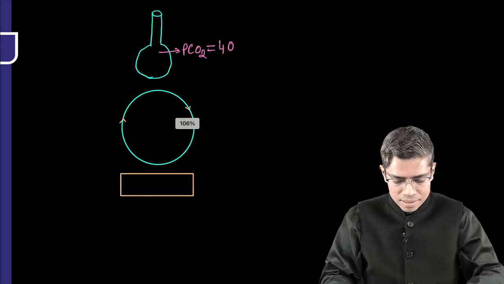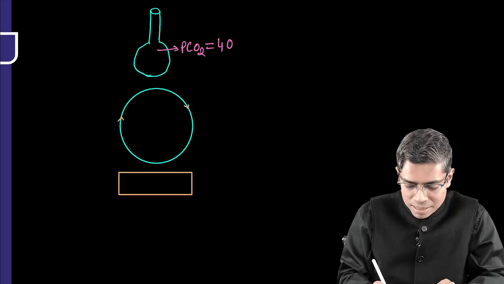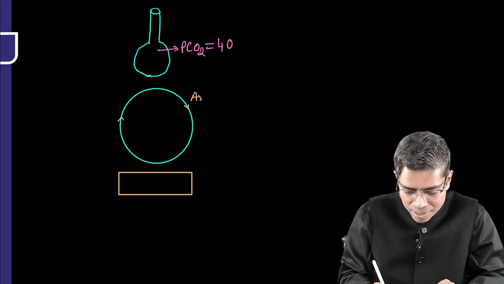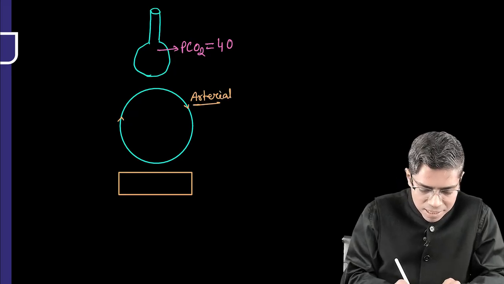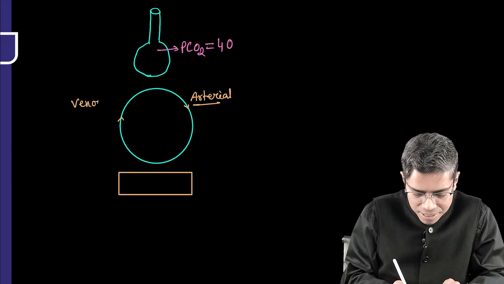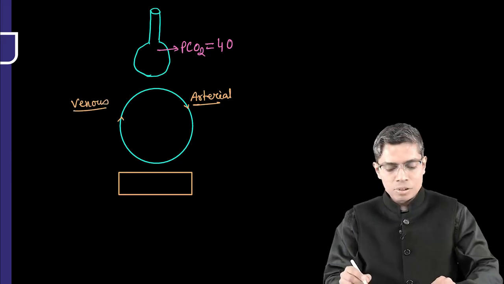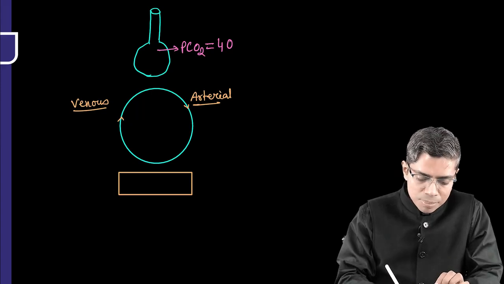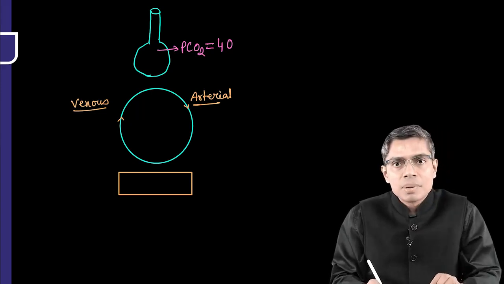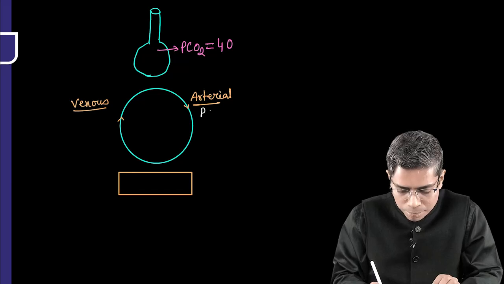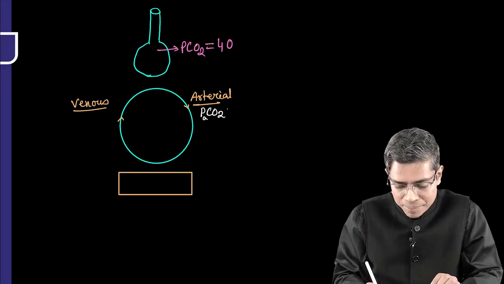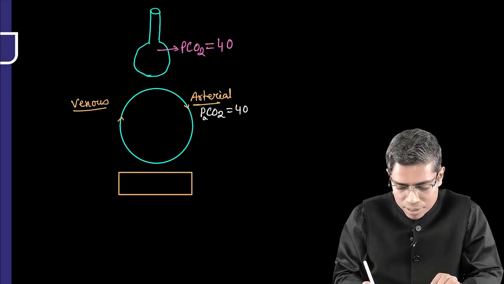Then you look at this circle, this is nothing but the schematic diagram of your circulation. This is the arterial side and the opposite side is the venous side, right? This is the venous side. So now my question is, what is the partial pressure of carbon dioxide at the level of arterial blood? So the PCO2, I can put a small a, that is the arterial blood, is 40 millimeter of mercury.